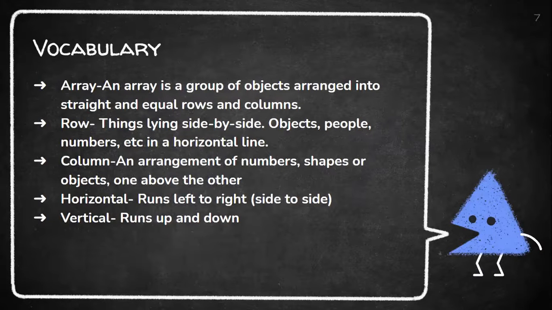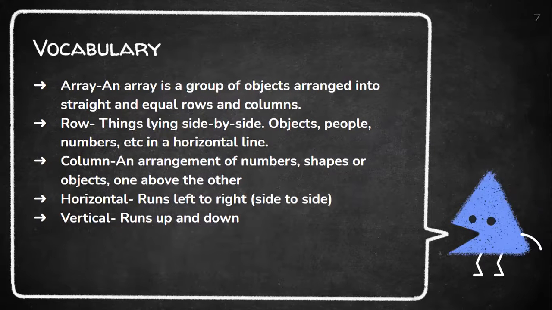So before we get started, let's go over some vocabulary that we need to know. Does anyone know what an array is? Right, an array is a group of objects arranged in straight and equal rows and columns. What is a row? A row is things lying side by side, objects, people, numbers, in a horizontal line. A column is an arrangement of numbers, shapes, or objects, one above the other.